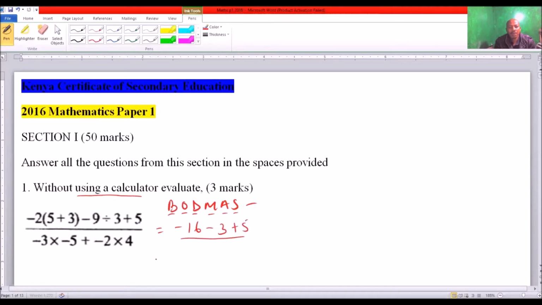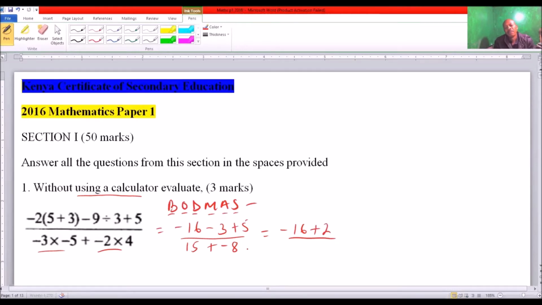In the denominator, we don't have a bracket. We don't have of. We don't have division. So we go to multiplication. So we multiply minus 3 times minus 5. That will give you positive 15. And you multiply minus 2 by 4. That will give you minus 8. The next is addition. So we add minus 3 plus 5, and we have minus 16. This will give us plus 2.